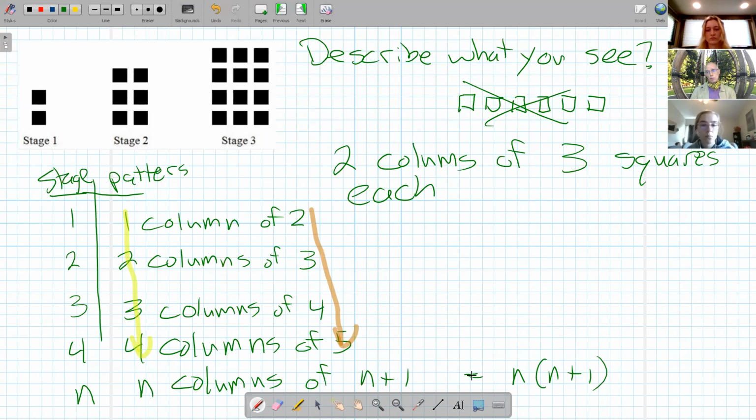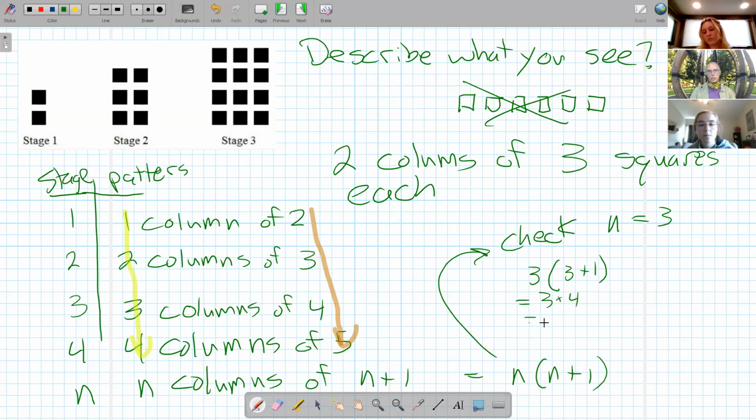So I think I have a formula. I'm just going to double check that. With n equals 3, if I replace these n's with a 3, I get 3 times 3 plus 1, which is 3 times 4, which is 12, and there are 12 squares there. So we got the formula.